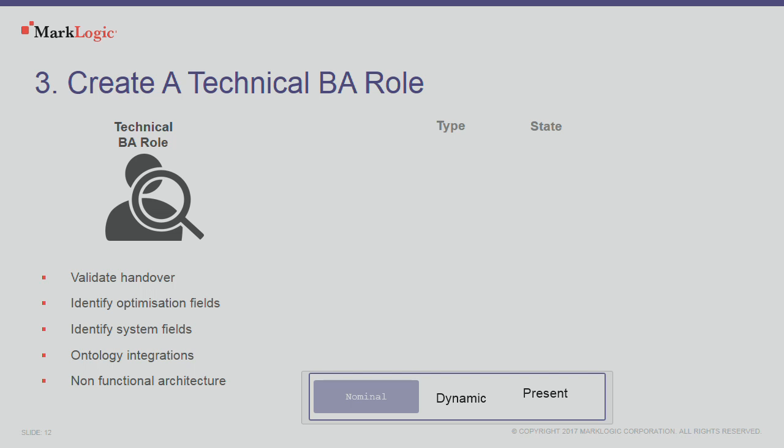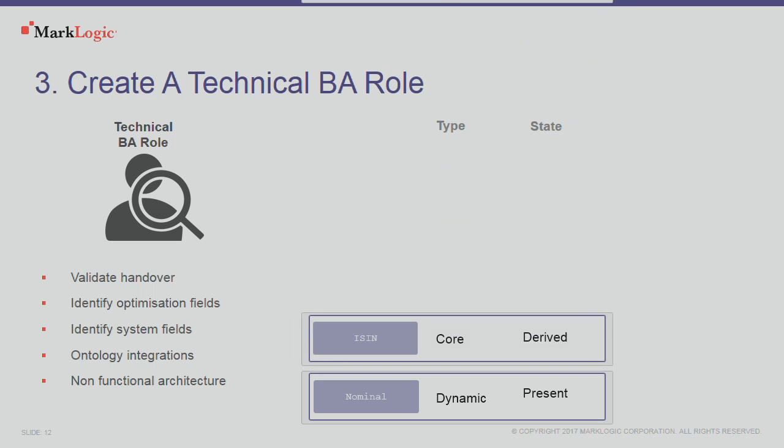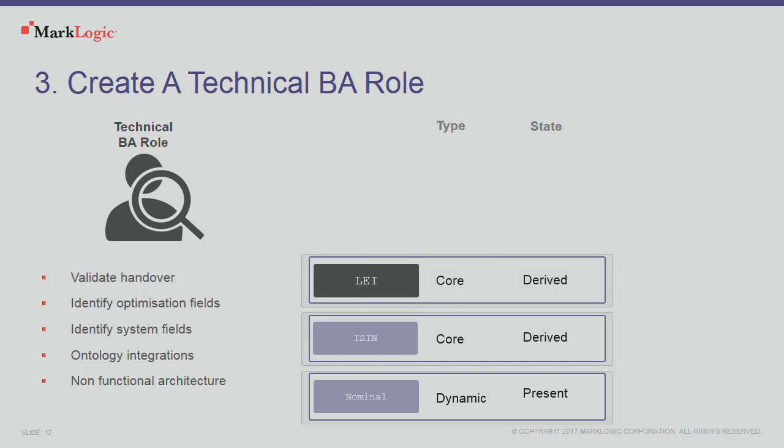So the technical BA will work with the business BAs and effectively classify all of the outputs in this form. So first of all, what the type is, whether it's a dynamic attribute, we'll go through some of the attribute types in a second, and whether it actually exists or not. So in this case, we've got a dynamic one. Now we've got two core ones, and actually these core ones are derived.